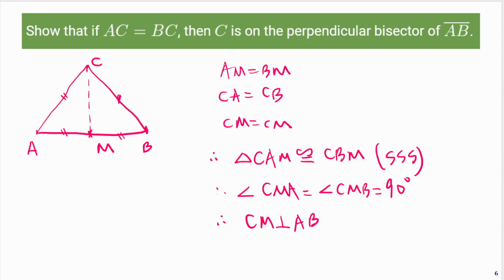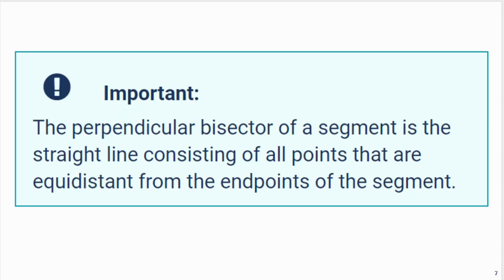Did you get it? So this tells us a very important property. The perpendicular bisector of a segment is a straight line consisting of all points that are equidistant from the endpoints of that segment. Right, clear?